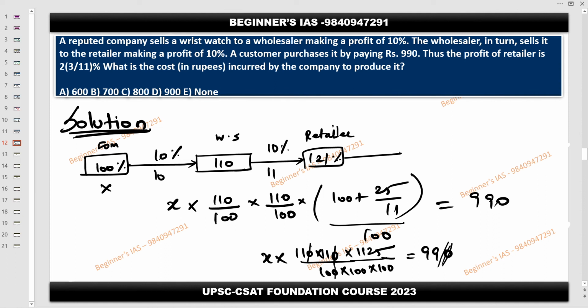Then 10 will cancel here. Then 11 9s are here. Line 11, so 11 9s are.